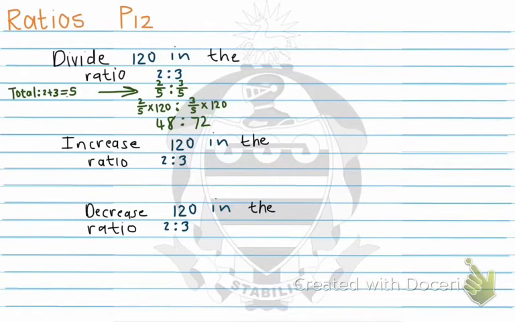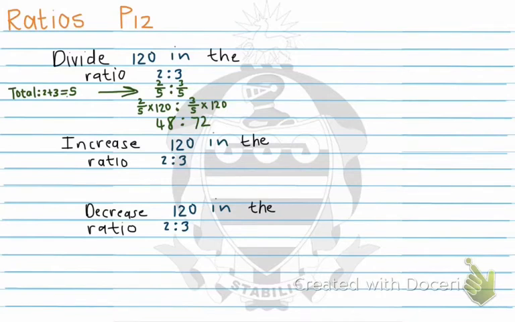Again, just a reminder, when you see the word divide, you must look at all the total parts that is in the ratio. And if it's in the ratio 2 to 3, the total parts is 5. So then the fraction will be out of 5.